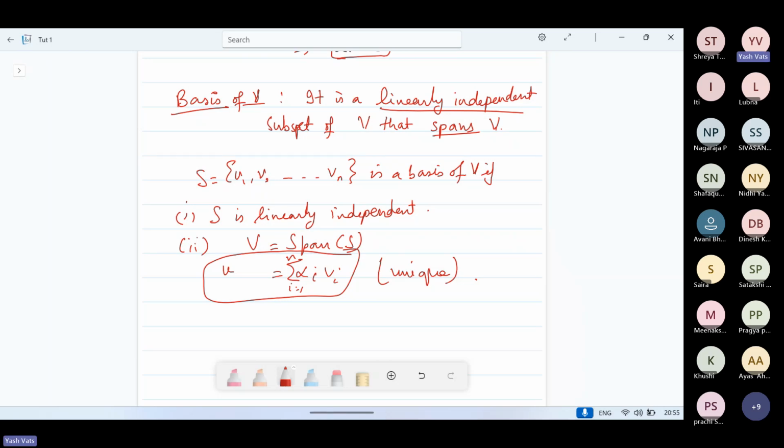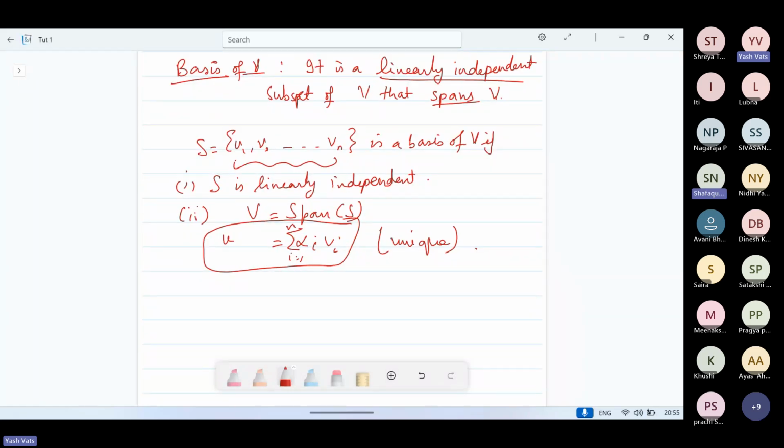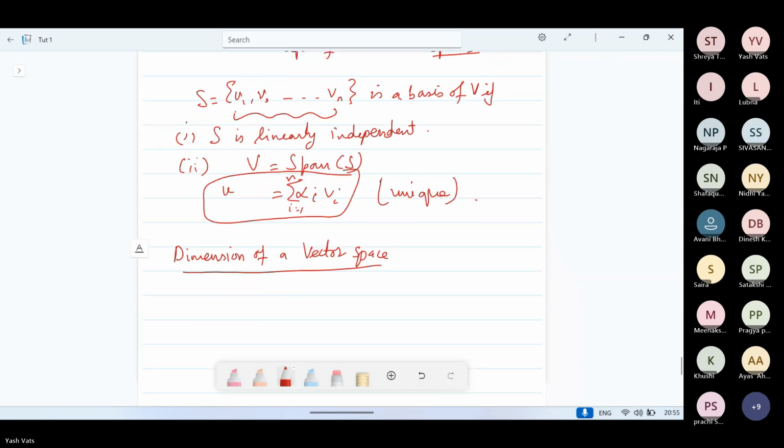Now I go back to the previous question that I discussed with you: the number of elements in the basis. Suppose there are n elements, then this is the dimension. So the dimension of a vector space is the number of elements in the basis.